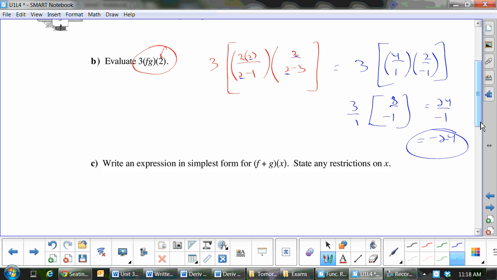Okay, so C and D, we're going to do everybody's favorites, adding two rational expressions and dividing two rational expressions. Now, addition and subtraction of rational expressions, they're not fun. Okay? We have to keep remembering that you cannot add or subtract without a common denominator.